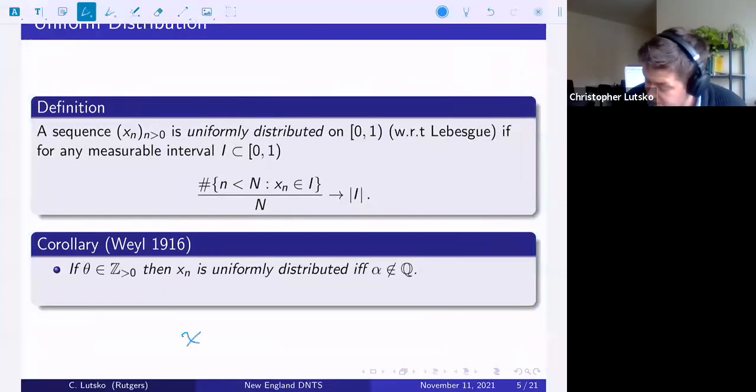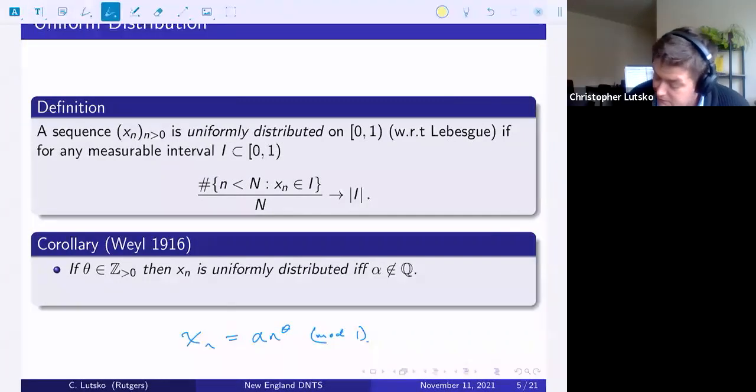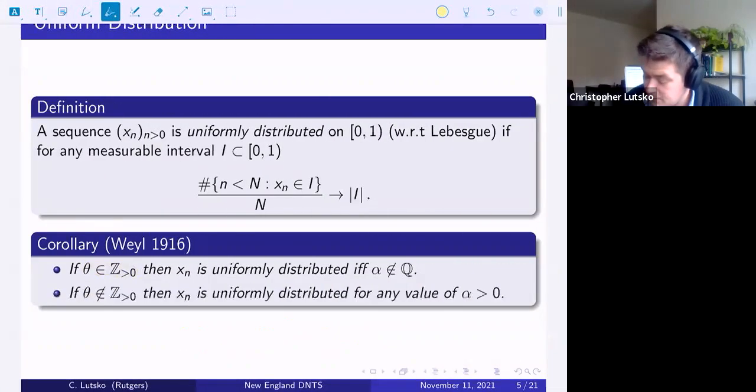Now we're returning to the sequence x_n = α n^θ mod 1. Here, if θ is an integer, then x_n is uniformly distributed as long as α is not rational. So as long as I'm not in one of the trivial cases that I highlighted earlier, then x_n is going to be uniformly distributed. And if the exponent θ is not an integer, then x_n is uniformly distributed for any value of α.